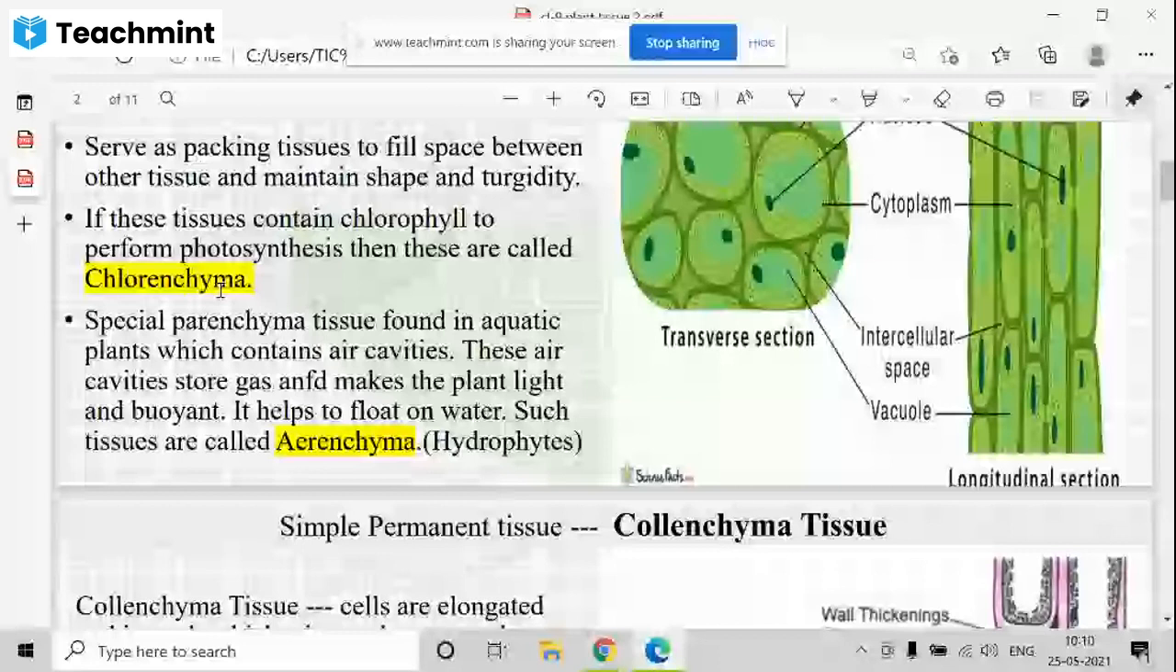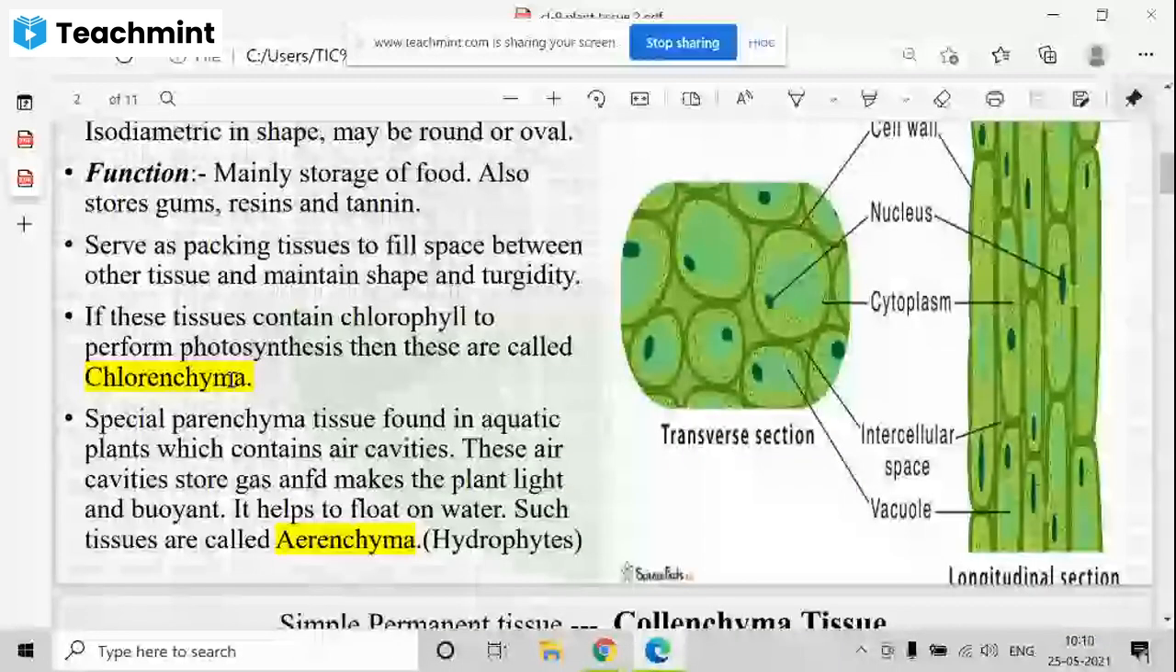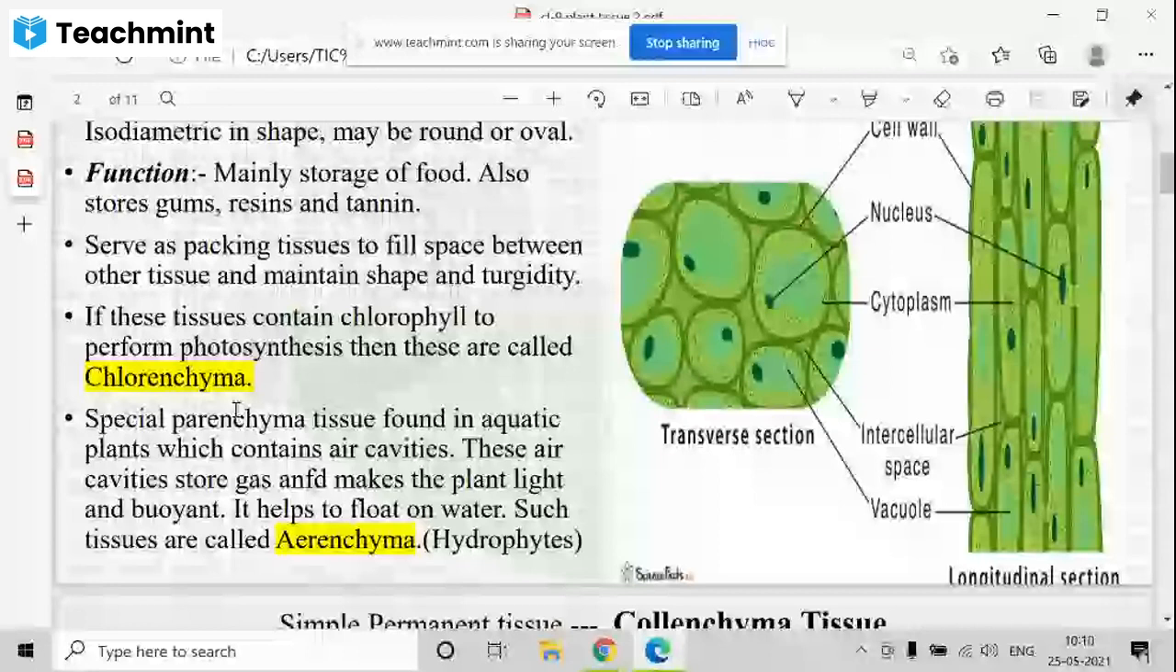So here in permanent tissues, simple permanent tissues, parenchyma tissues, we got two specialized cells. Apart from packing cells, two specialized cells are there: chlorenchyma and aerenchyma. Am I clear? You get it?